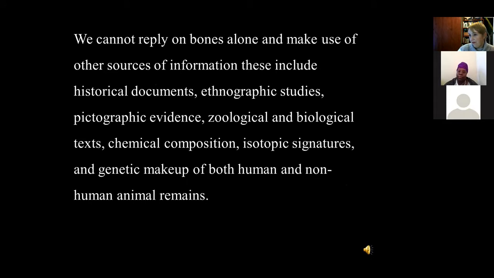Archaeozoology is a crossover discipline, so we do not only use historical documents. We use ethnographic studies, pictographic evidence, zoology, biology texts, chemical compositions, isotope signatures, DNA. We use animal behavior studies. We can use all of this documentation to fill in our gaps, to answer our questions. And remember, we are what we eat. So everything that we eat makes us human, and that is what we study. So let's go on and look.